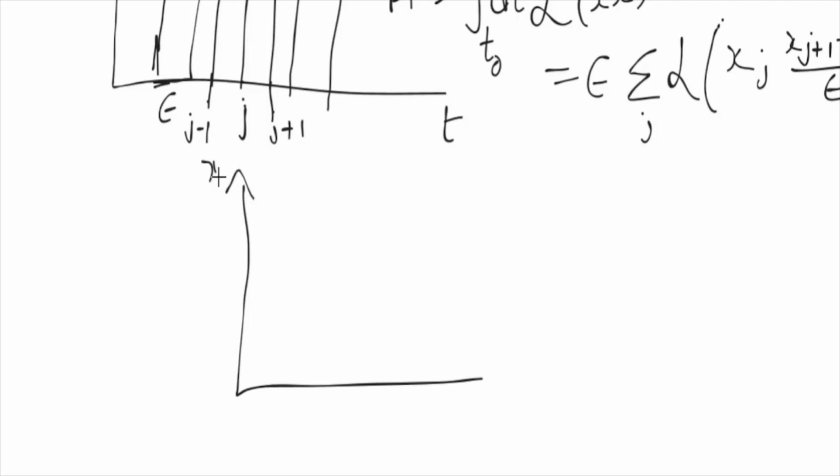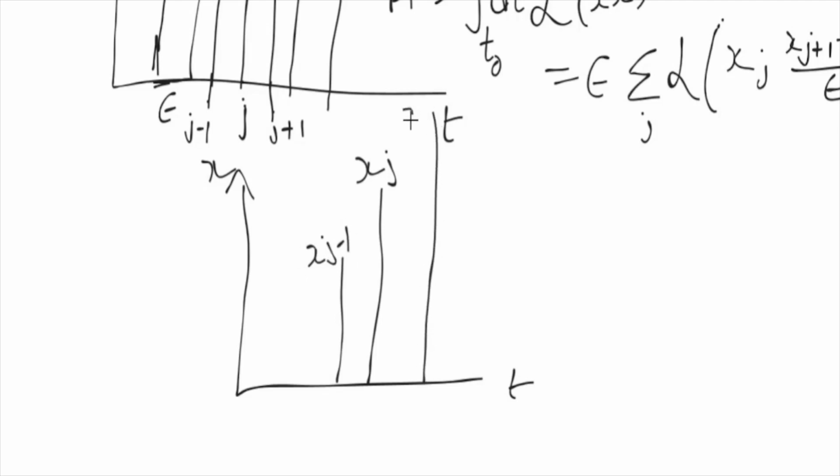This is x, this is t, and I'm just going to draw only xj, and before it that is xj minus 1, and after it that is xj plus 1. So our region of interest is only this. Suppose your particle is here, then go here, then go here. This slope will tell us the velocity. Suppose this point is A, this point is B, and this point is C.